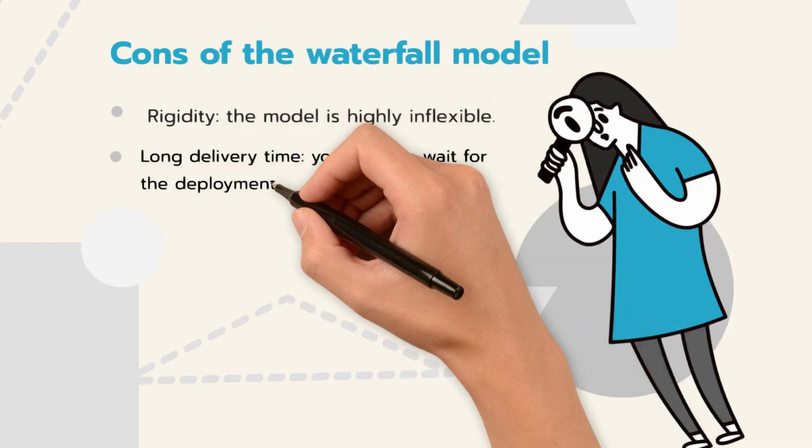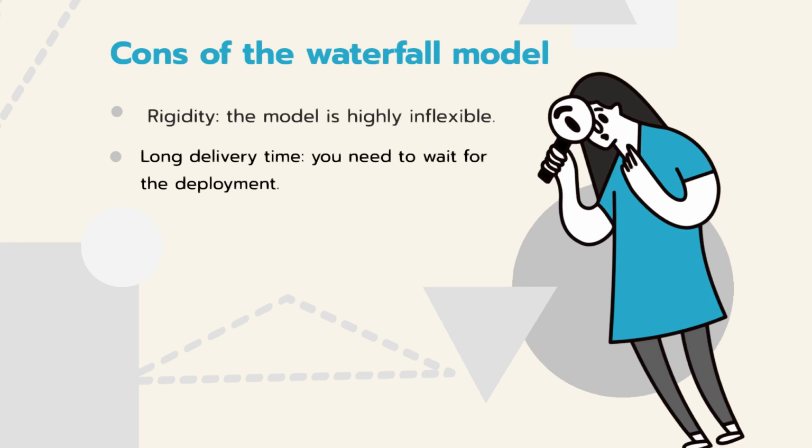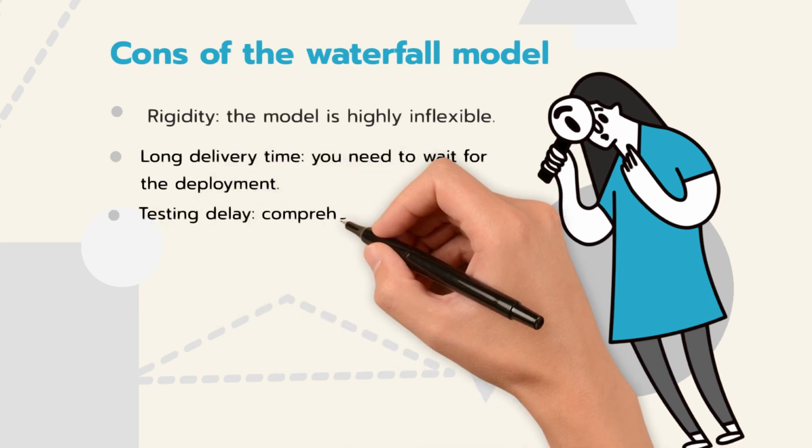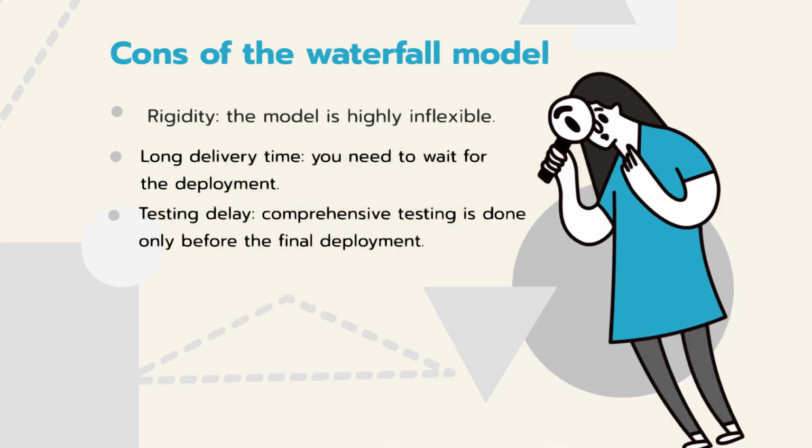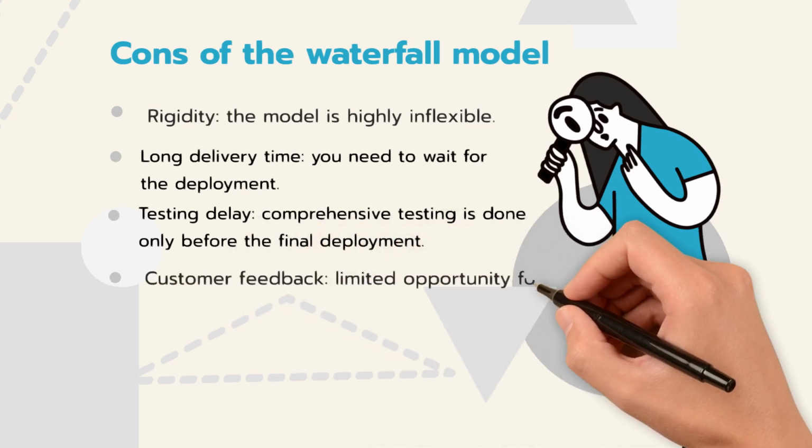The next one is long delivery time. You need to wait for the entire project to be completed before seeing the working product. It's like waiting until the whole cake is baked before you can have a single bite. And then there is testing delay. Comprehensive testing is done only before the final deployment, which means bugs can be discovered late in the process.